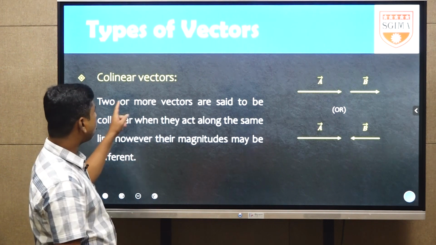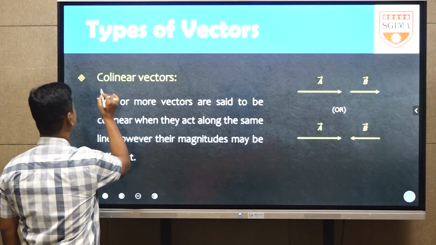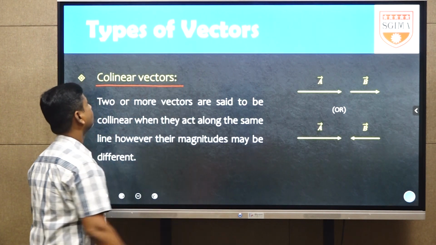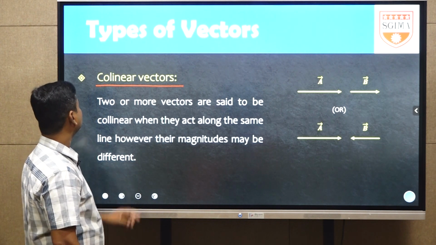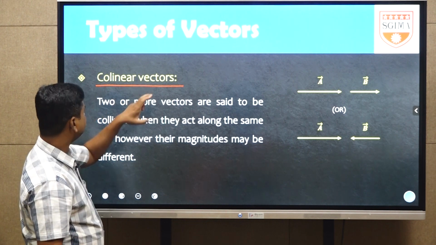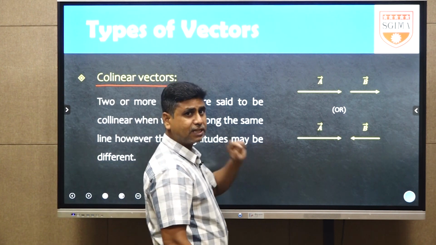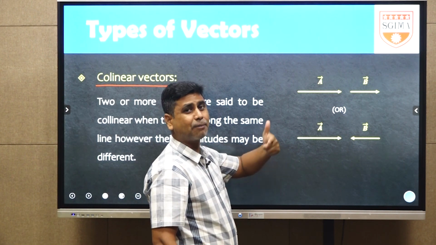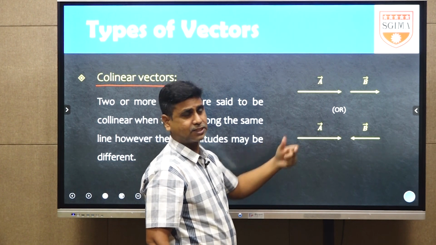The next one is co-linear. Here also we look at its meaning. Co-linear vectors. What is co-linear? Co-linear means linear vectors; for co-linear, a common direction is required.